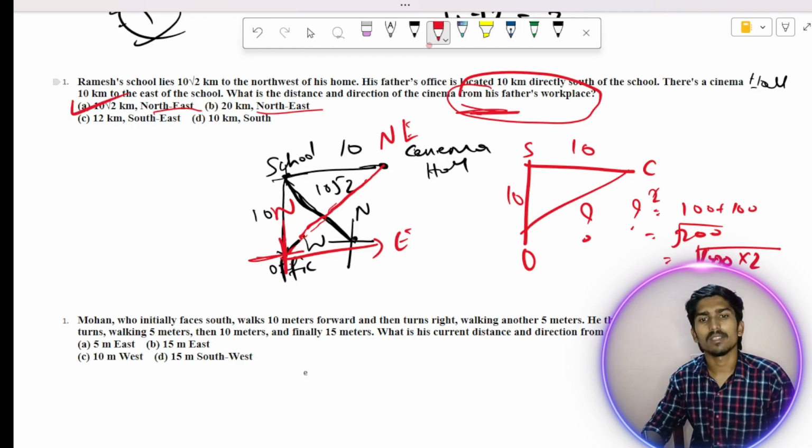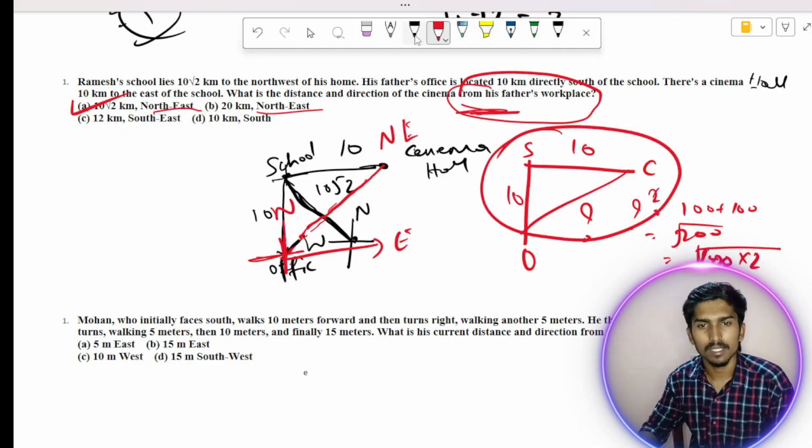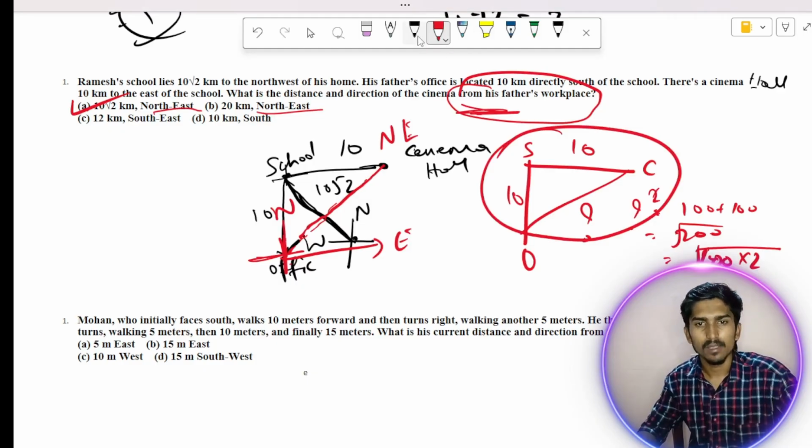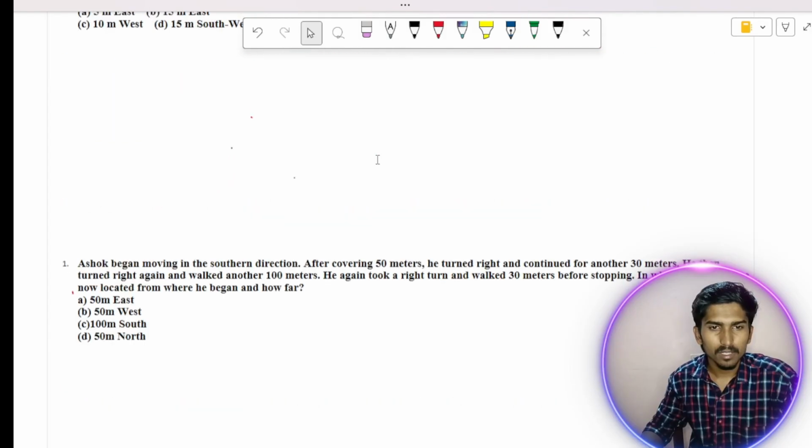Very simple funda. If you want, I can do it again. Very simple. Apply the Pythagoras theorem to the diagram. You'll get the answer. Next question.